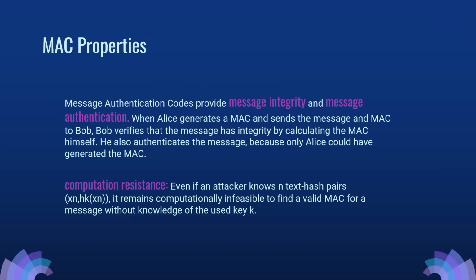So, MAC properties. Message authentication code provides message integrity and message authentication. With Alice, she generates a MAC and sends the message and MAC to Bob. Bob verifies that the message has integrity by calculating the MAC himself. He also authenticates the message because only Alice could have generated the MAC.